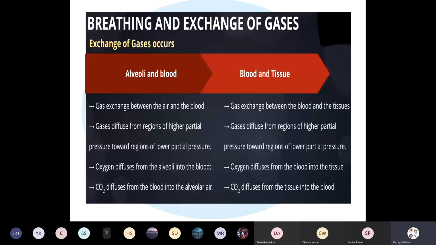Exchange of gases occurs between air and the blood. Gases diffuse from a region of higher partial pressure towards a lower partial pressure. Oxygen diffuses from alveoli into the blood. Carbon dioxide diffuses from blood into alveoli. You can just go through these two points quickly. Any doubts with this slide, you can question me.